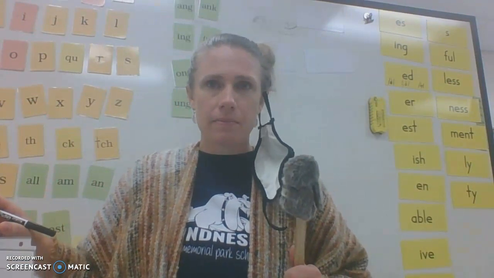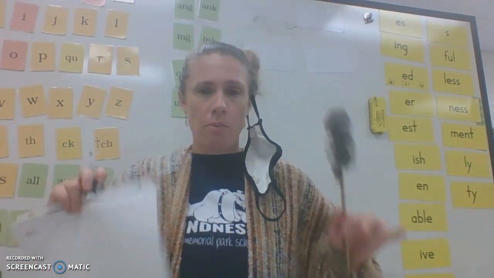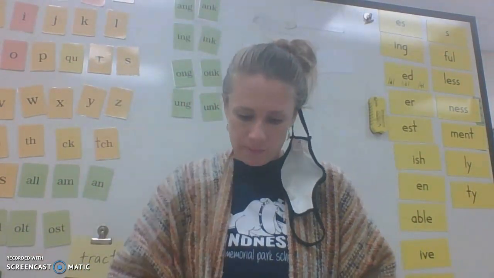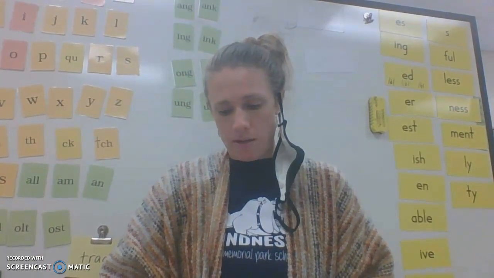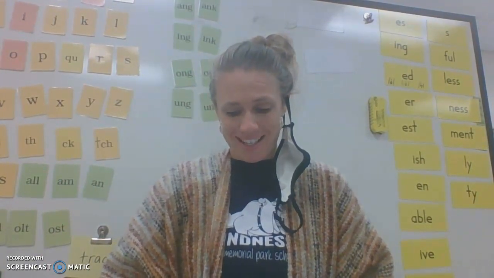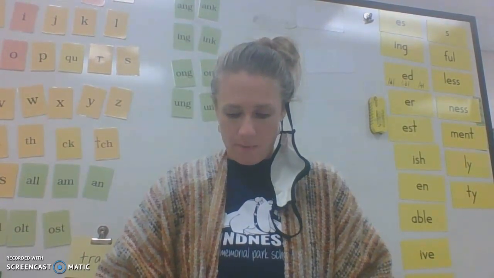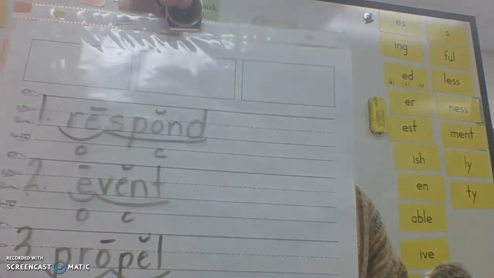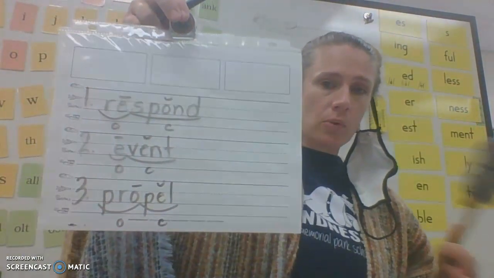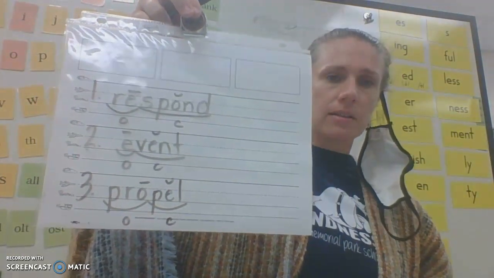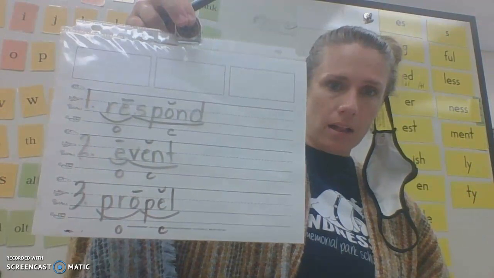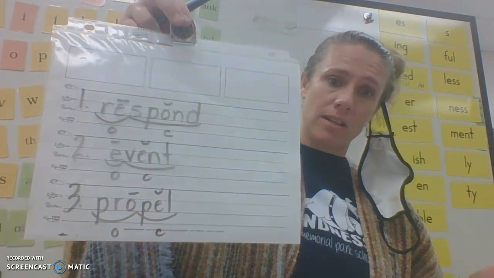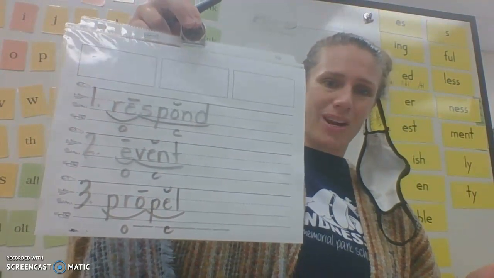Propel. The boat's motor was going to propel it forward. Propel. Write it, mark it, fix it. Open, closed. Okay, now read these words to me smoothly. Respond, event, propel. Nice job. I want you to use each one in a sentence, please. Pause here and do your sentences. Just speak them. You don't have to write them unless you want to.